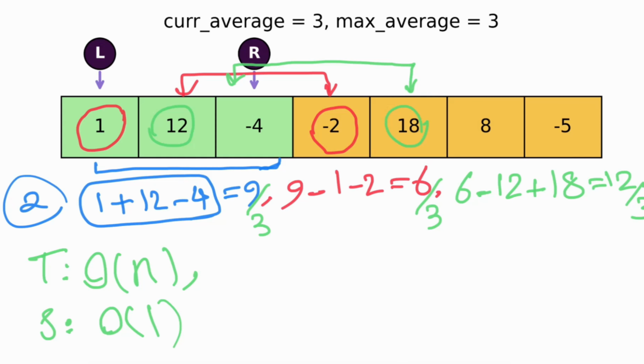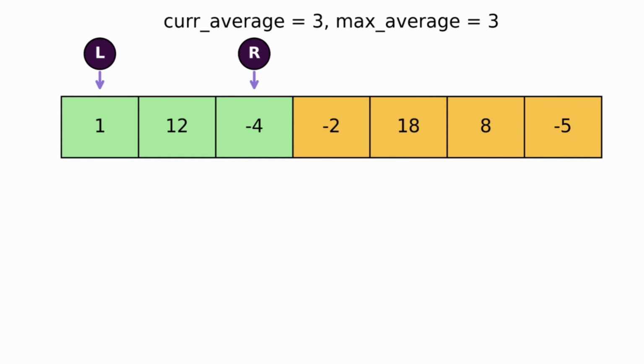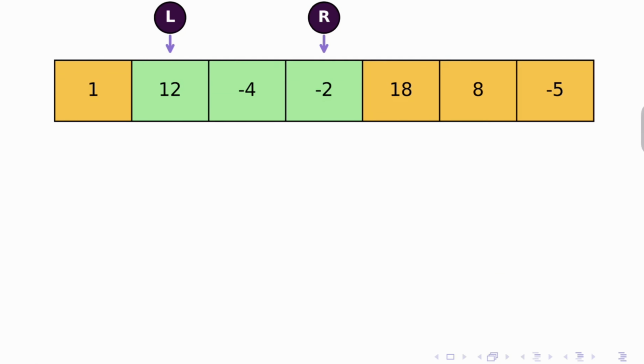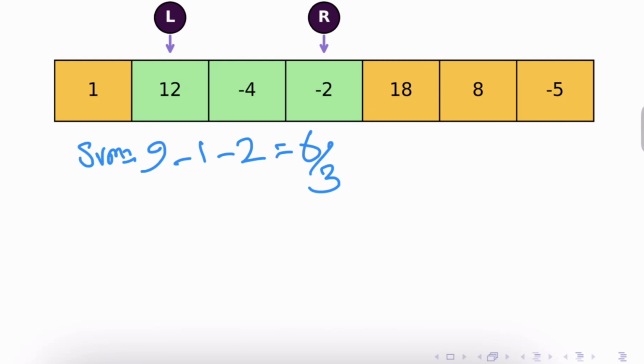Okay, so that's it. Let's go to the next window size. Here the current sum is 9, and then we move to this and we will do 9 minus 1 plus 2, that is 6, and 6 divided by 3 is 2.